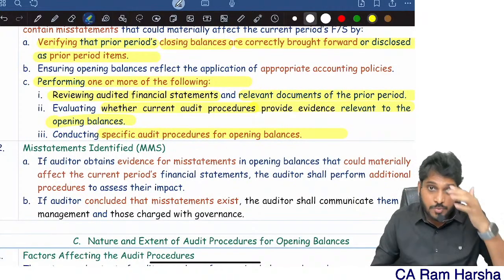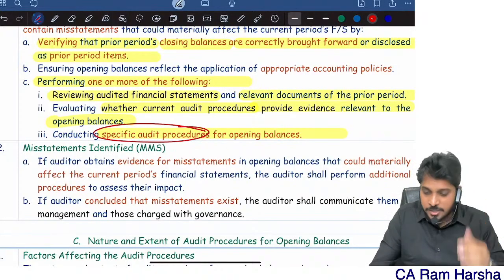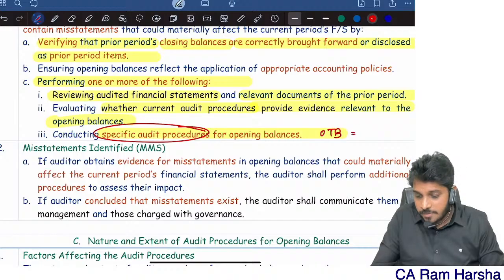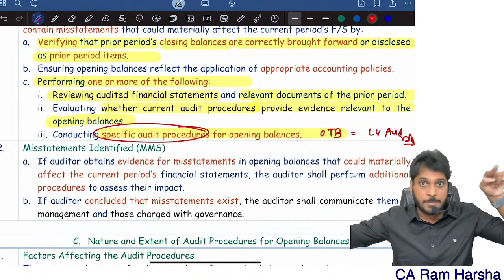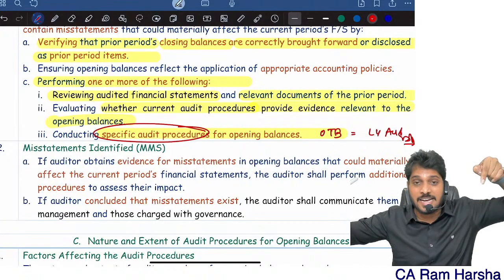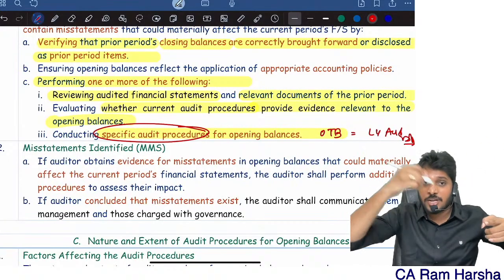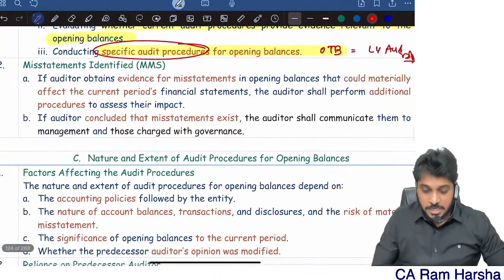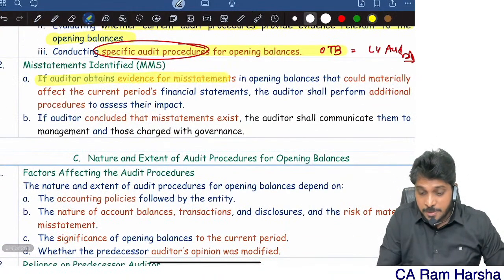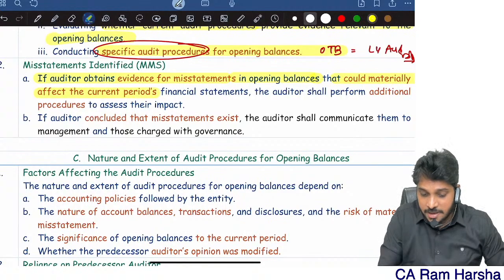Conduct specific procedures for opening balance. What does a specific procedure for opening balance mean? Opening trial balance we will match with last year's audited balance sheet. Assets and all debit side of the trial balance, liabilities and all credits in the trial balance. Like that we will tick. We will match like this. That's it.